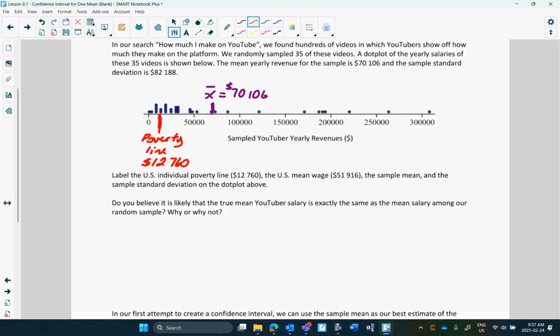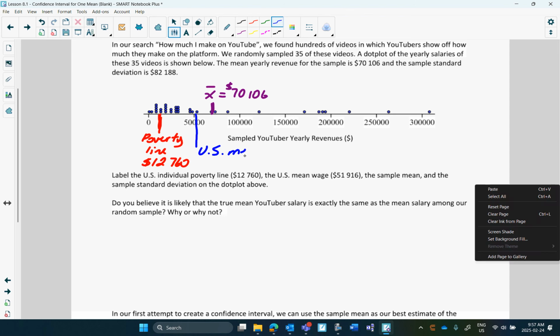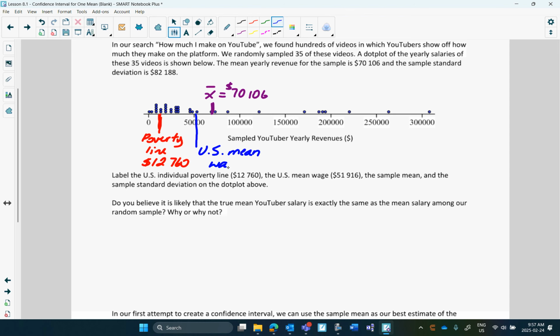What's the average wage in the States? It is a little over $50,000, $51,916. So we're somewhere around there. So this would be the U.S. mean wage. Just to give you an idea. And remember, our average of the sample was $70,000, so that's pretty significantly above the U.S. mean average. So that would seem to suggest right now that, yeah, you can make a living.